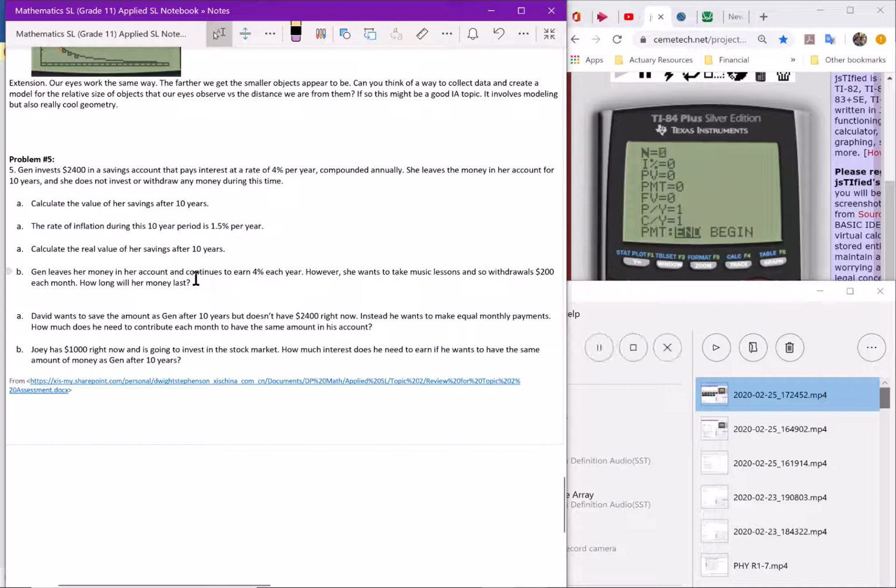5 is a finance problem. I just want to make sure you guys remember how to use your finance calculator to do a bunch of different things. So, start with the first part. We're talking about Jen, who's investing $2,400 in a savings account that pays 4% per year.